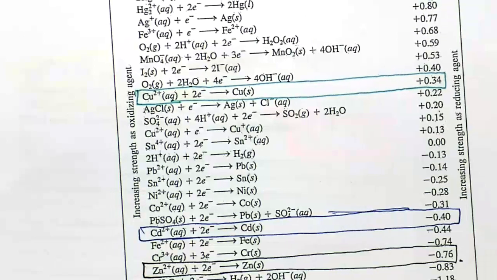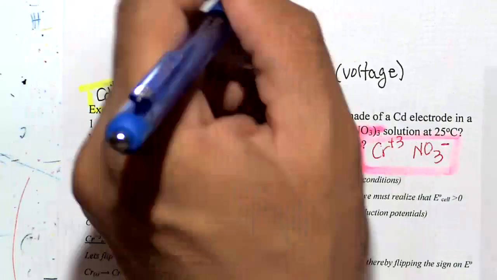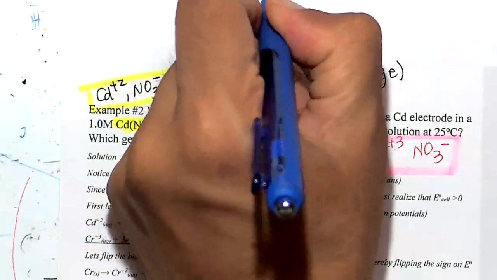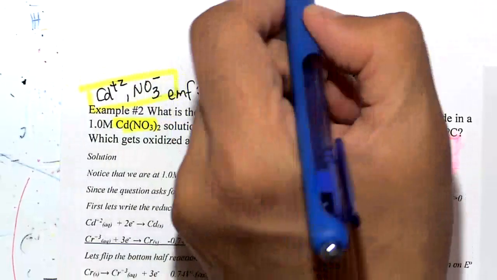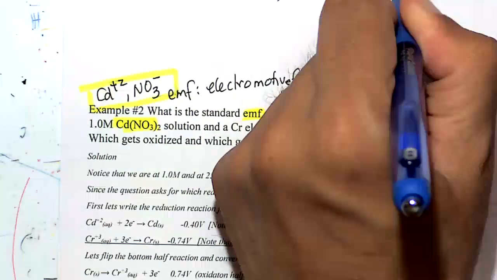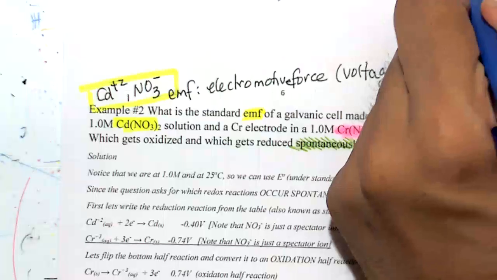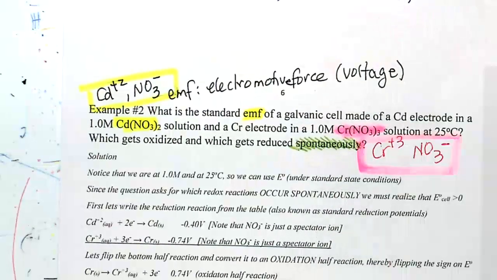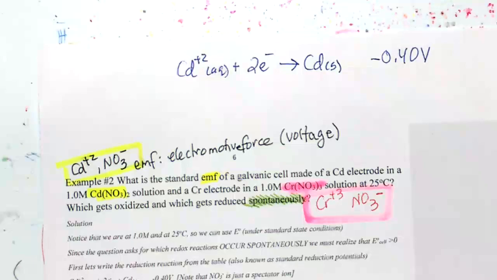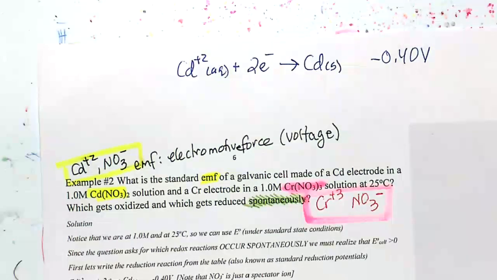See that? Okay, so I'm going to write this down. Cd plus 2 aqueous plus 2e minus goes to Cd solid, and that's minus 0.40 volts. All right, and then let's look at the chromium one.